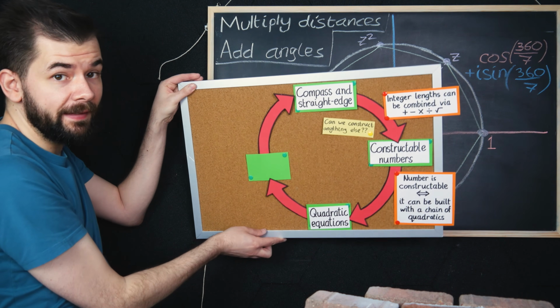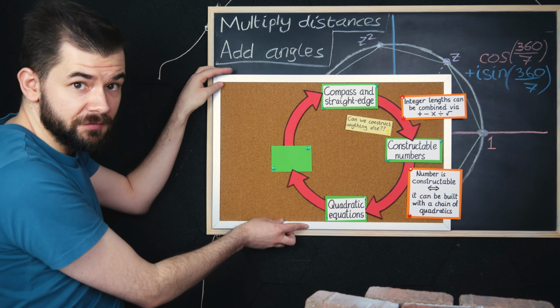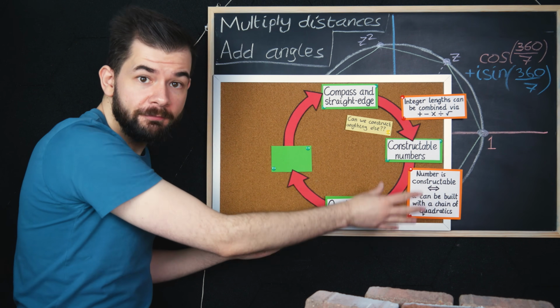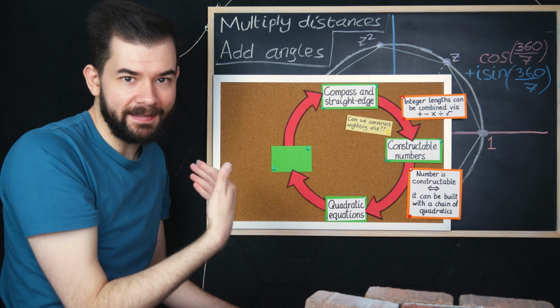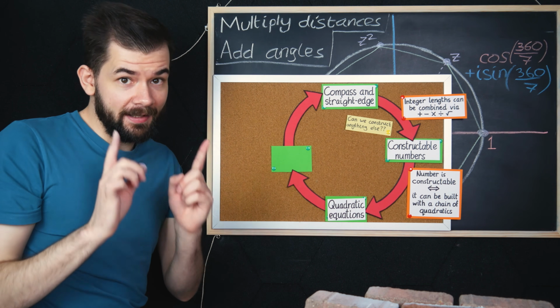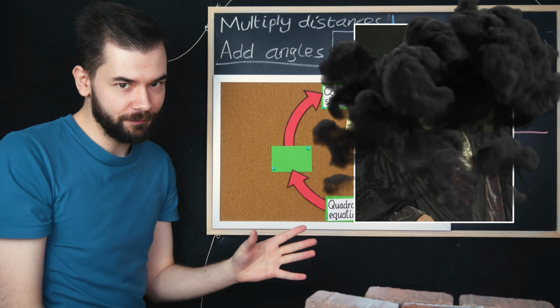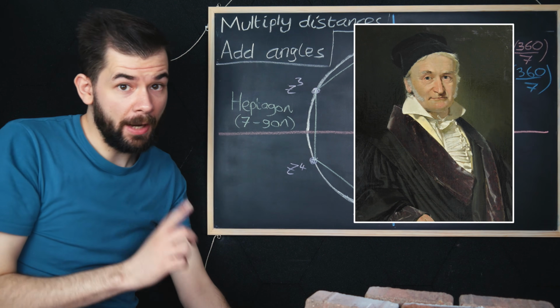Well, this is where we bring the idea of quadratics back into play, because actually, we know they are constructible if there is a chain of quadratics that we can solve to get the answer. And this is the great innovation of none other than Gauss. Before we get into that, just a bit of housekeeping.